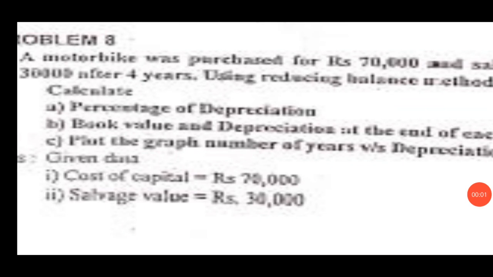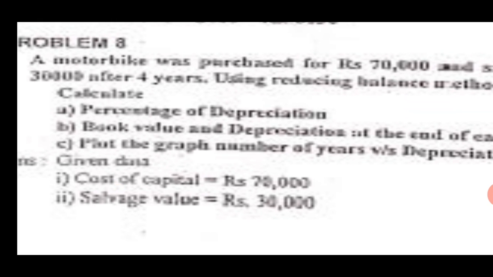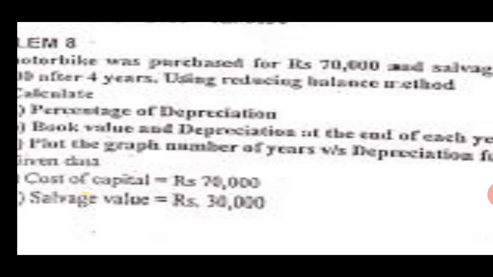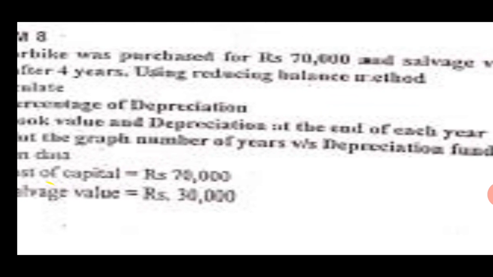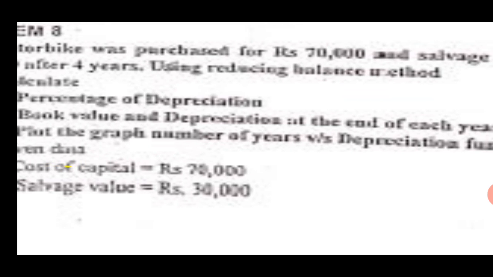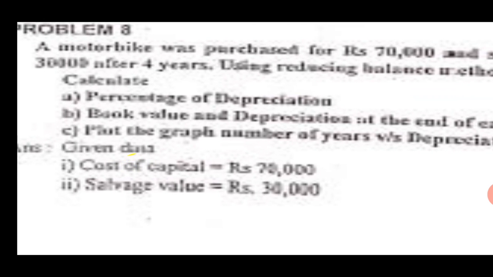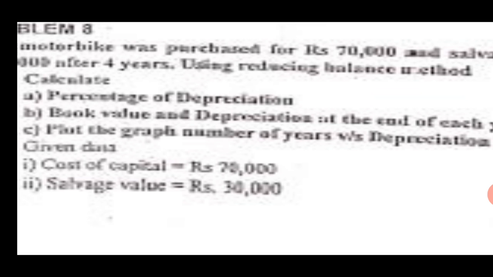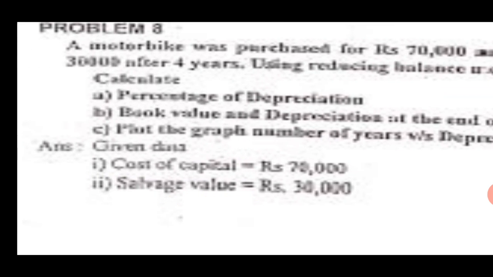So we will see one more problem on this declining balance method. A motorbike was purchased for rupees 70,000 and salvage value was estimated as rupees 30,000 after 4 years. Using the reducing balance method, declining balance or reducing balance, same it is. Calculate the percentage of depreciation. The percentage will be fixed, what you have seen. Then the book value and depreciation at the end of each year, and finally plot the graph of number of years versus depreciation fund.